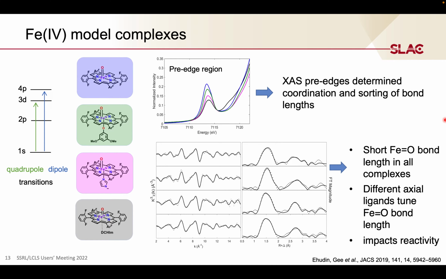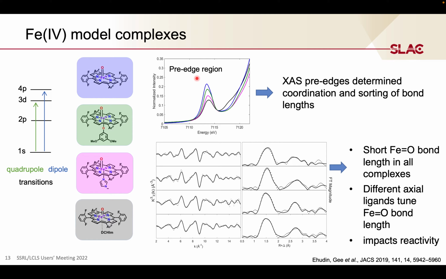I want to illustrate that here in a little example. This is a study done on iron(IV) model complexes. Shown here are iron(IV) oxo bonds with different axial ligands underneath. So this one is 5 coordinate, these other 3 are 6 coordinate with different axial ligands. And when you look at the pre-edge region here, you see that the intensity increases. And the intensity increases because we have no inversion center. We have a certain amount of 4p mixing into 3d orbitals, which increases the intensity.